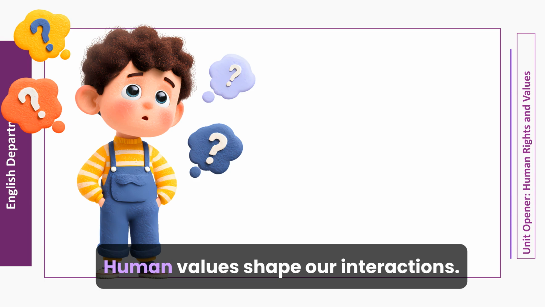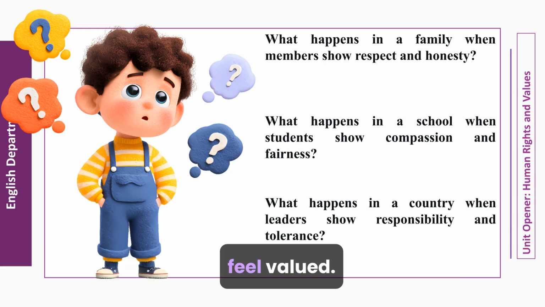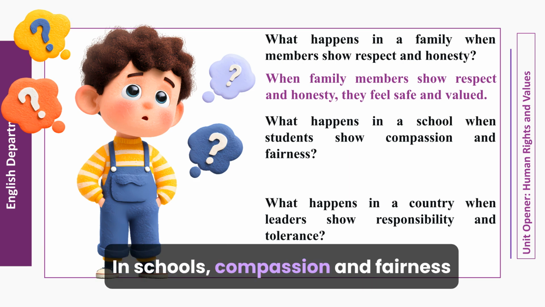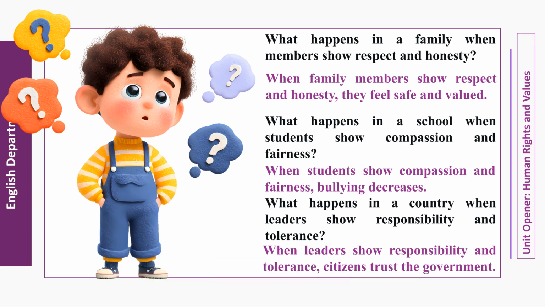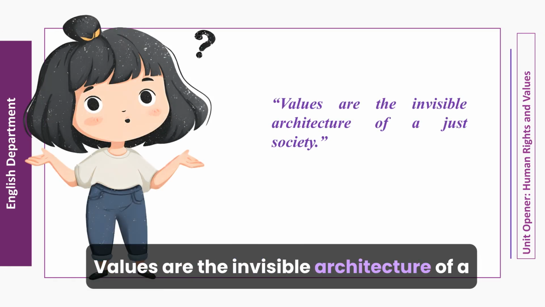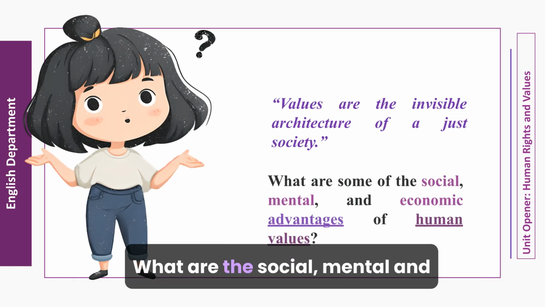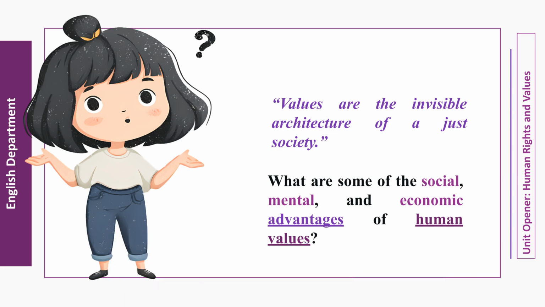Human values shape our interactions. When family members are honest, they feel valued. In schools, compassion and fairness reduce bullying. When leaders show responsibility, citizens trust the government. Consider the quote, "Values are the invisible architecture of a just society." What are the social, mental, and economic advantages of upholding human values?